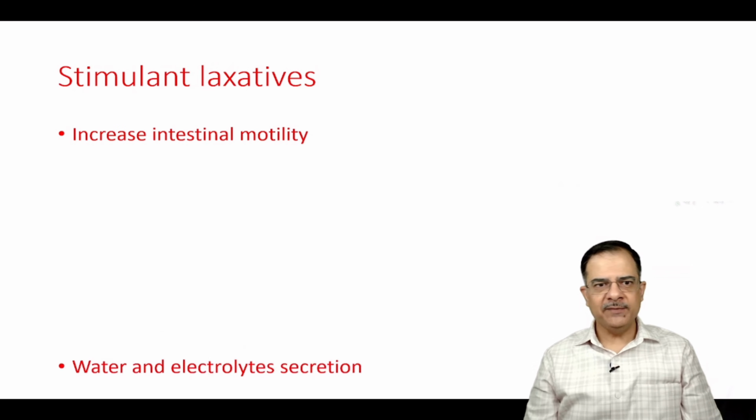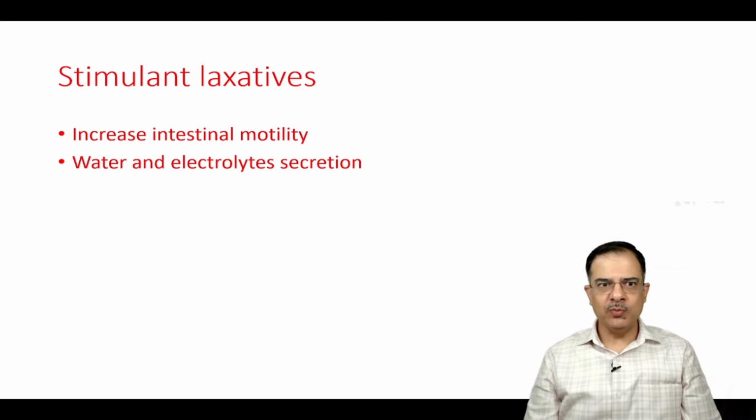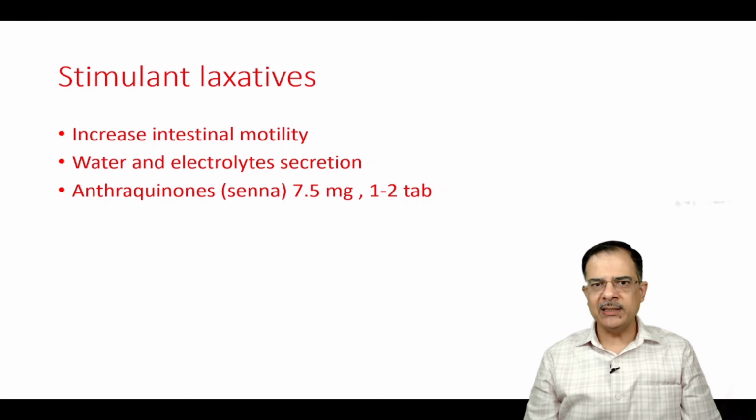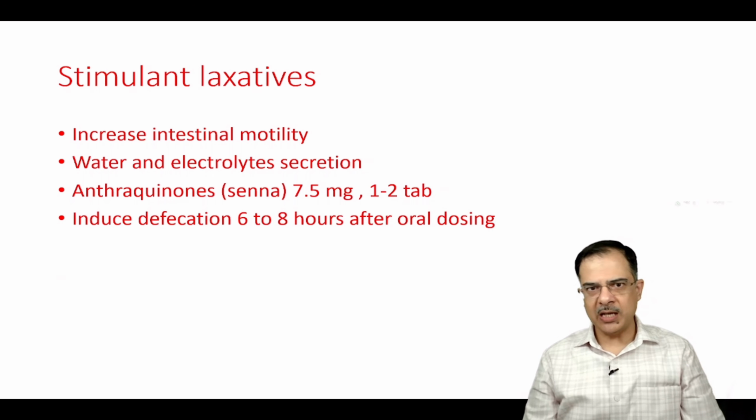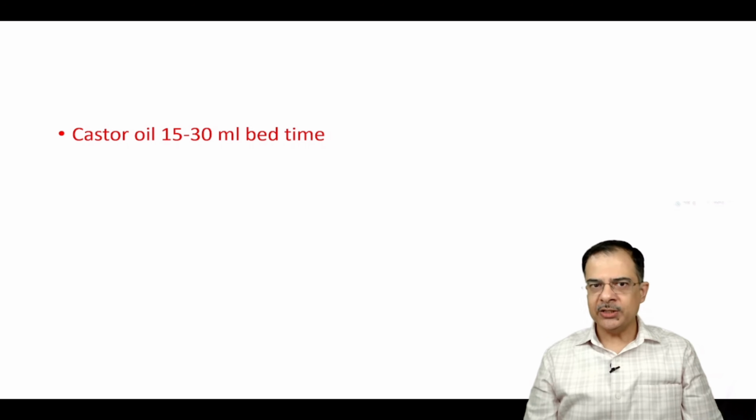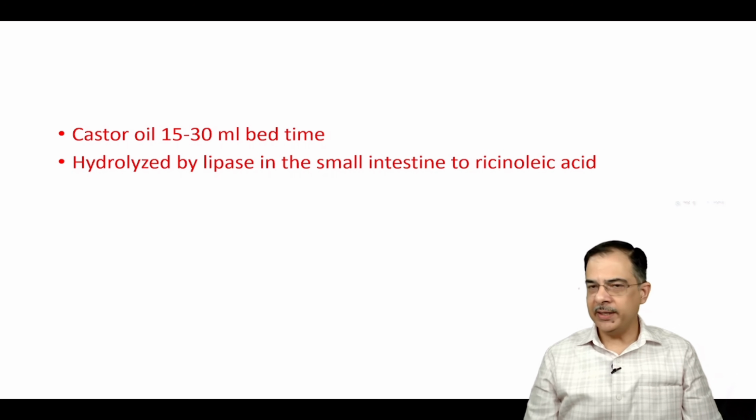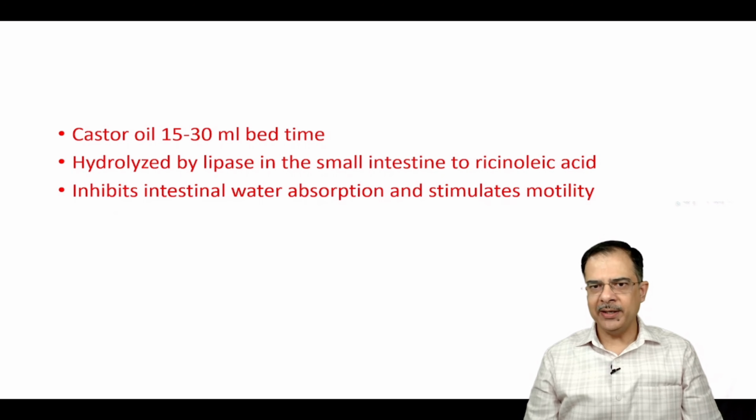Now, stimulant laxatives increase intestinal motility and increase water and electrolyte secretions. These include the anthraquinones, which is senna, and after 6 to 8 hours, there can be a result. Castor oil, 15 to 30 ml, is hydrolyzed and it inhibits water absorption and stimulates motility.